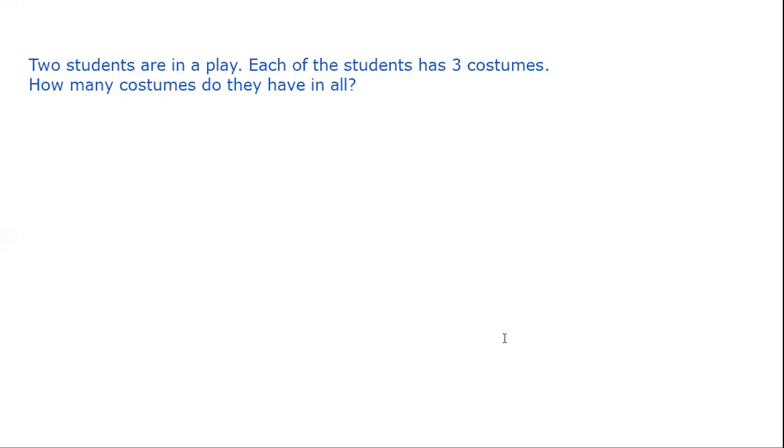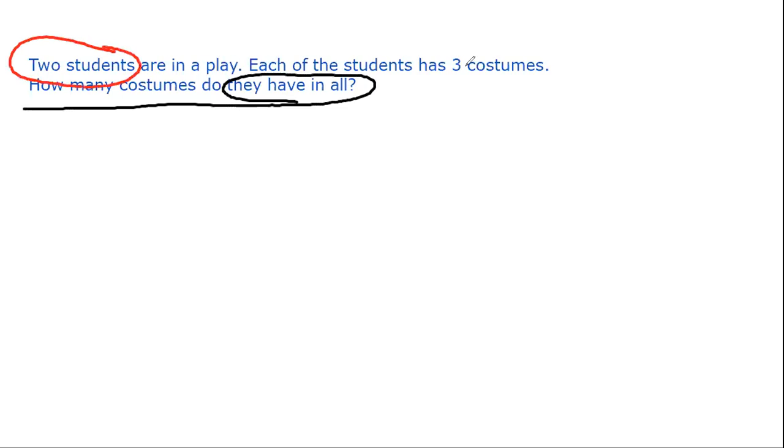Let's think about what we need to do. I know by reading the question that I want to find out how many costumes they have in all, right? And all generally means I'm going to add, and I can add, okay? But there is a different way, I can multiply. In the problem, it tells me I have two students, and each student has three costumes.